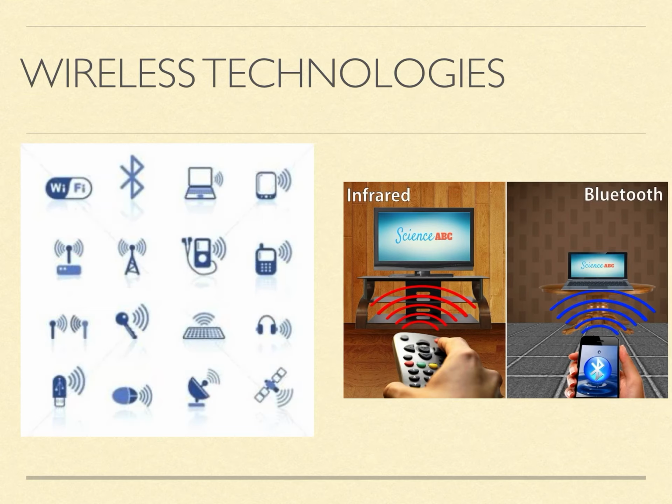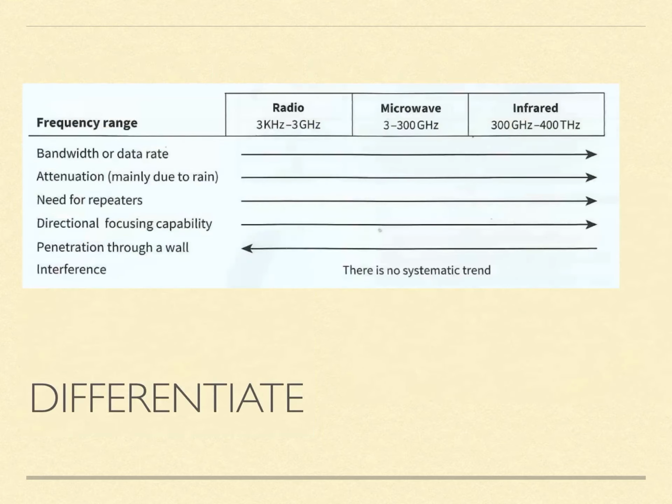And then we have some other examples there, like satellites, which I think are using microwaves and so on. And we have Wi-Fi as well, but it depends on the frequency. So if the frequency is falling between 3 kilohertz to 3 gigahertz, then it's falling under radio. And then 3 to 300 gigahertz falls under microwaves. And then when we talk about 300 gigahertz to 400 terahertz, then we're looking at infrared.